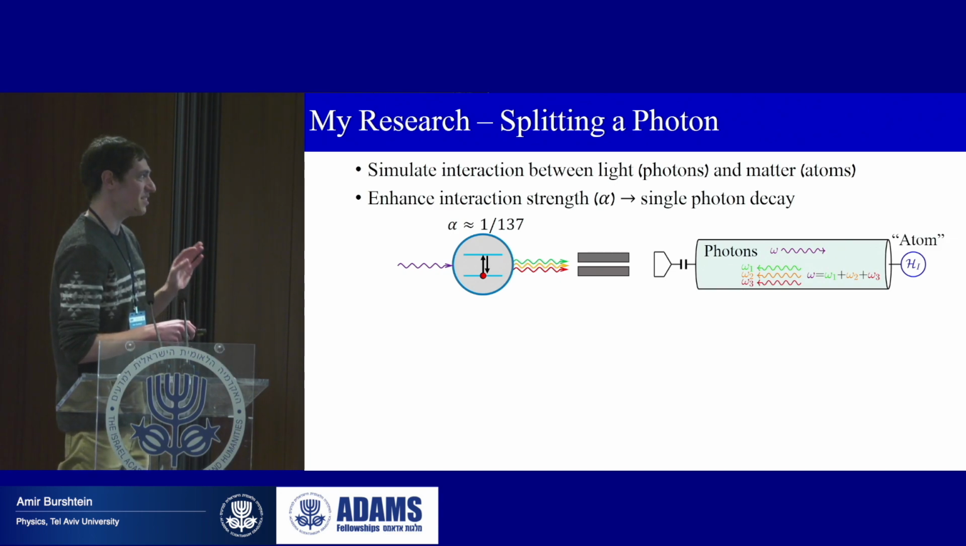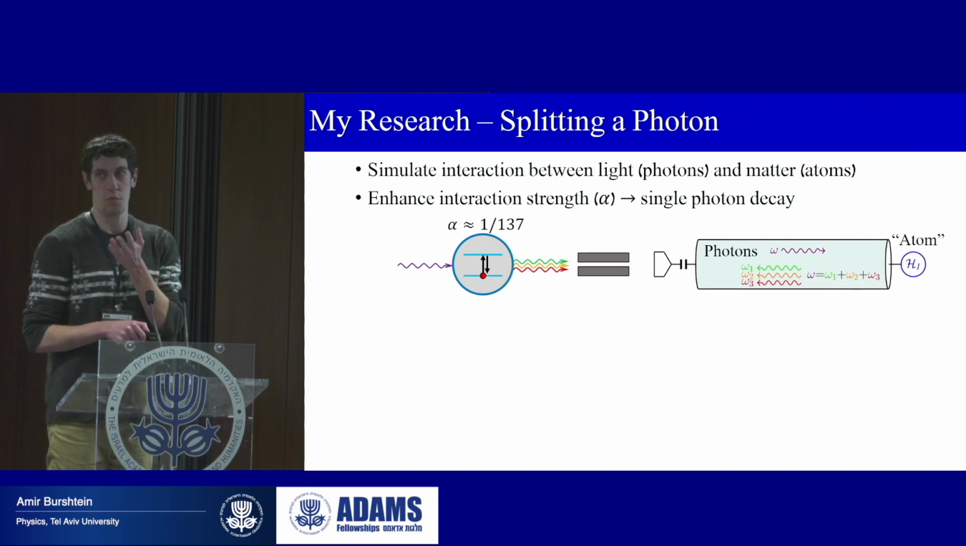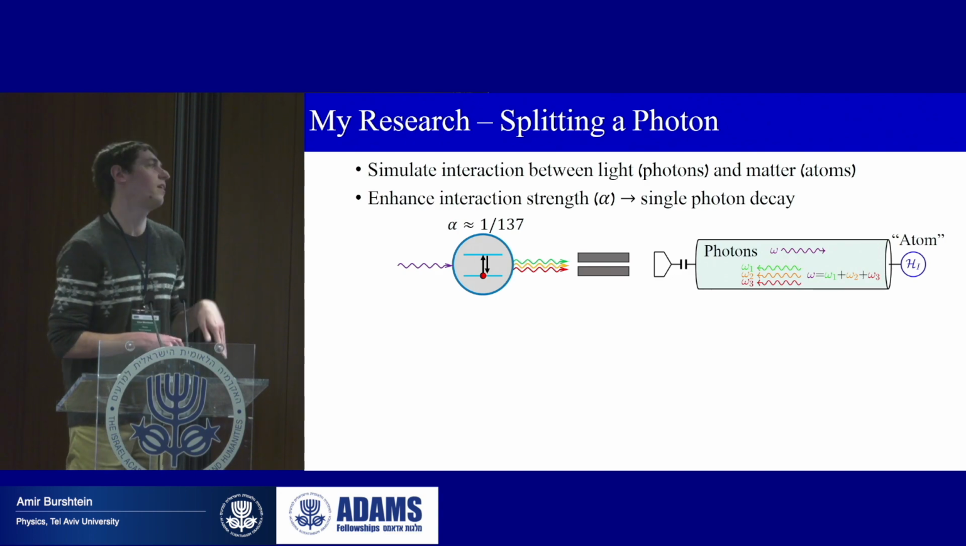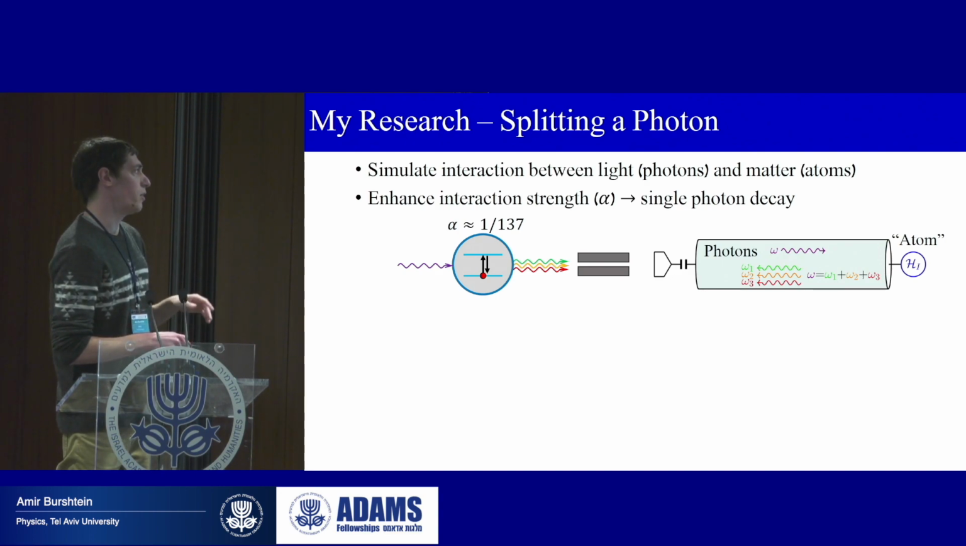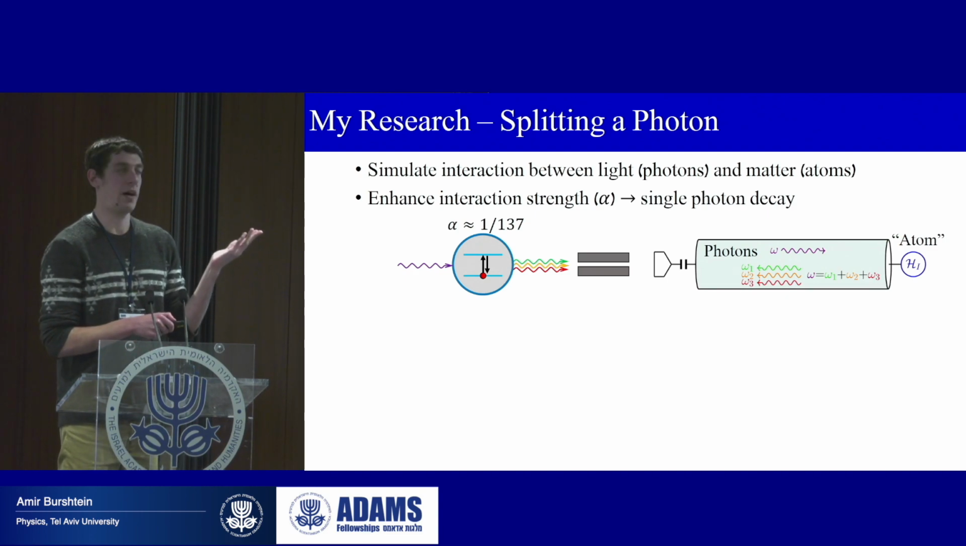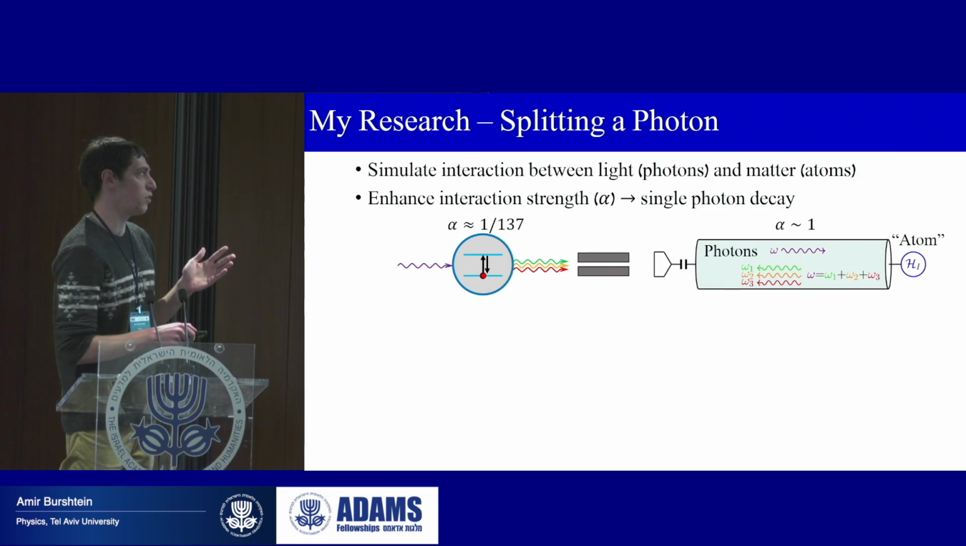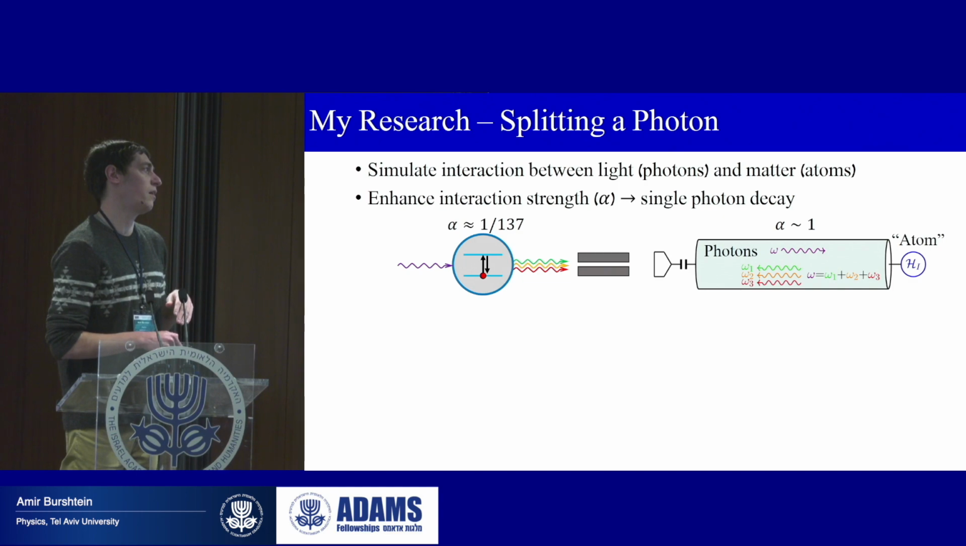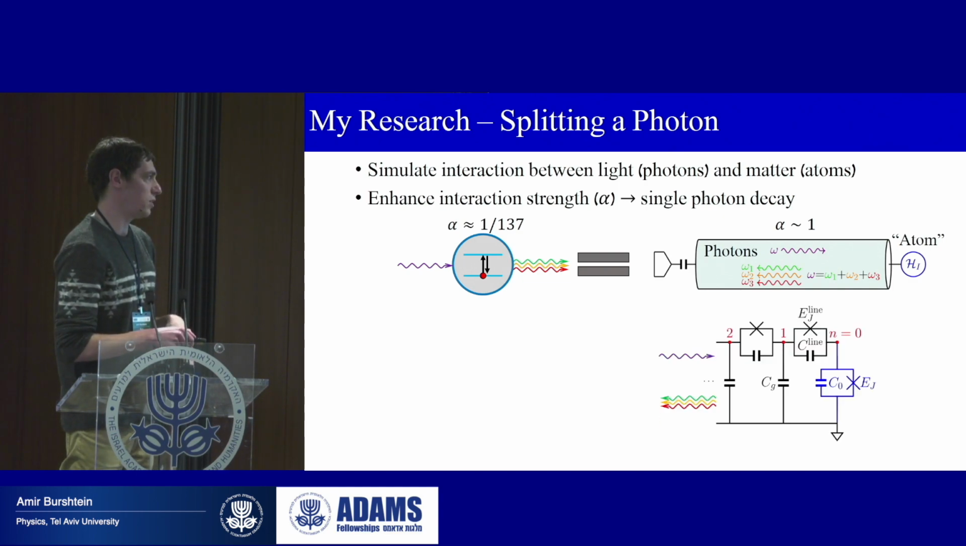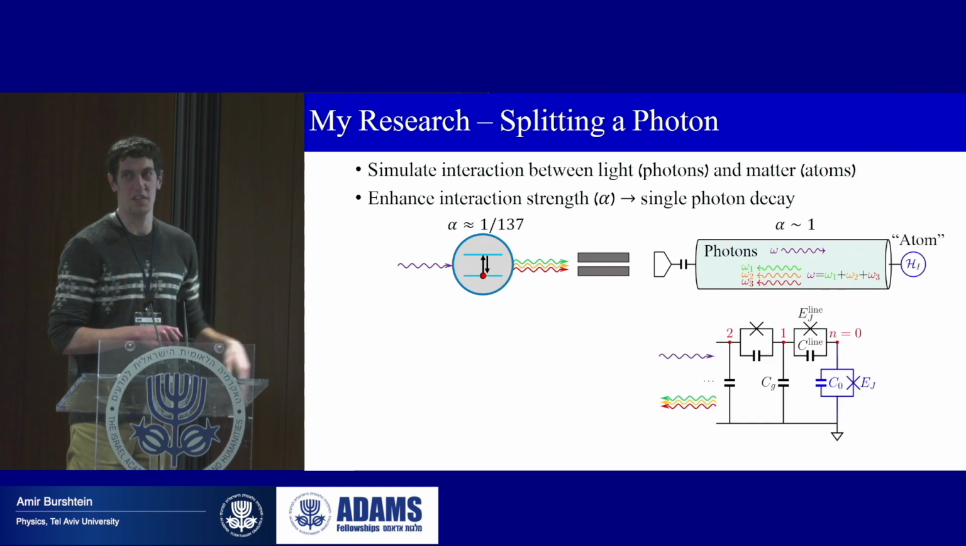We only do calculations. So the idea is that you can somehow replace this atom with an artificial atom, which is, if you're familiar with qubits, this is a qubit, a two-level system. And you also confine your photons to move in a waveguide. And by carefully designing this waveguide, you can get splitting of this single photon. You can enhance this alpha to be on the order of 1. And then you will be able to see splitting of these photons. And the way to do that is to implement this using the superconducting circuits, but this is way too many details.